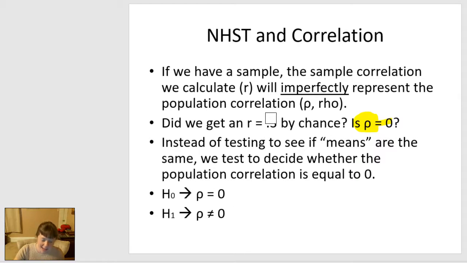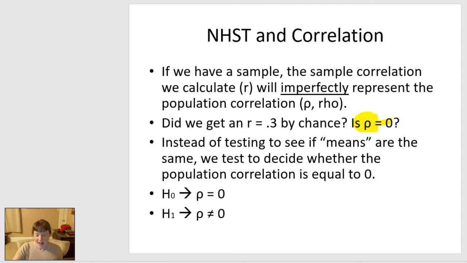Because let's say our sample correlation is 0.3. Maybe that's just sampling error. Maybe we just happen to get a sample correlation slightly different than 0. And so instead of looking at averages now to see if they're the same or different, we're trying to decide if our correlation is the same or different from 0.